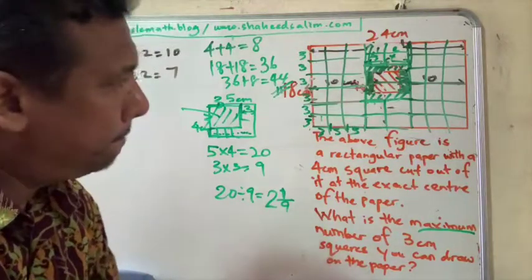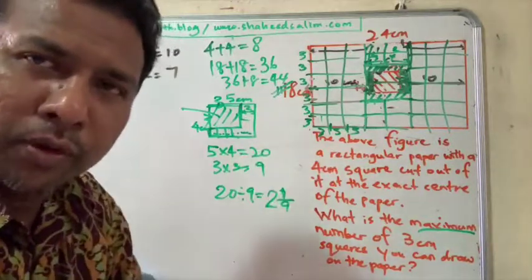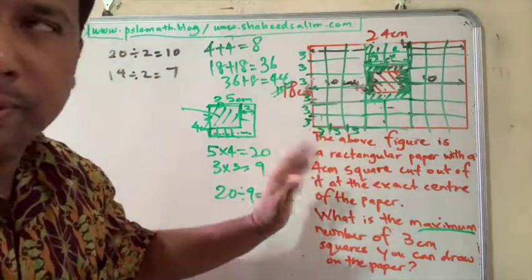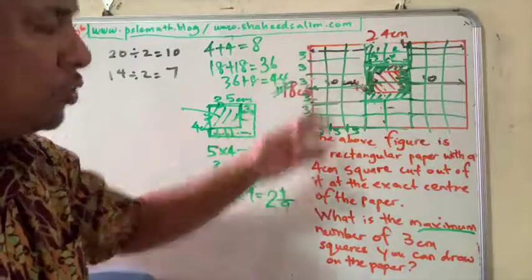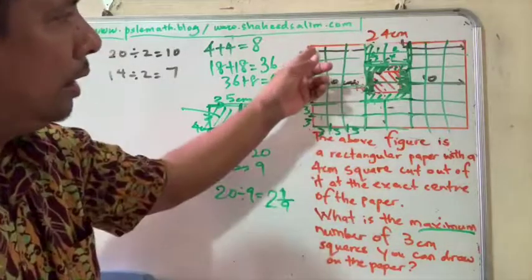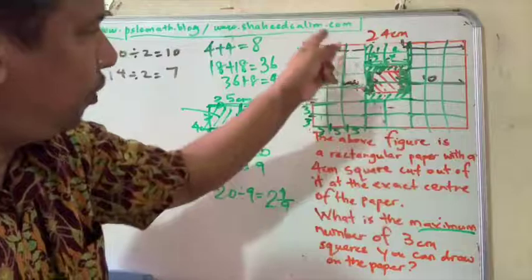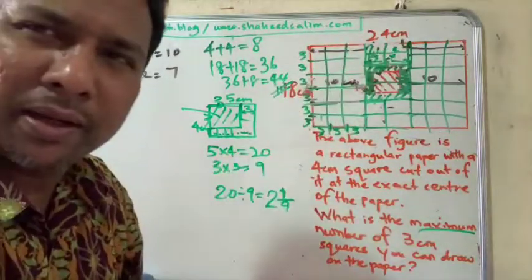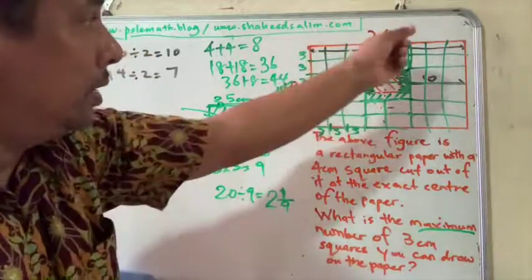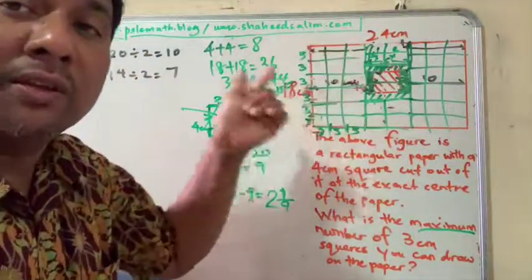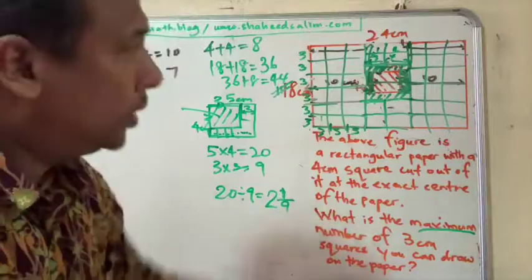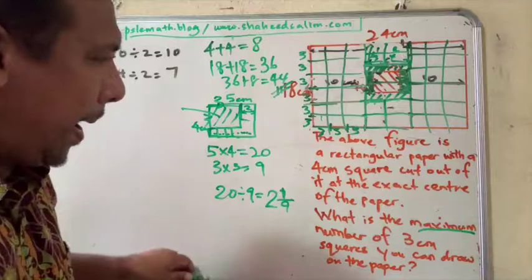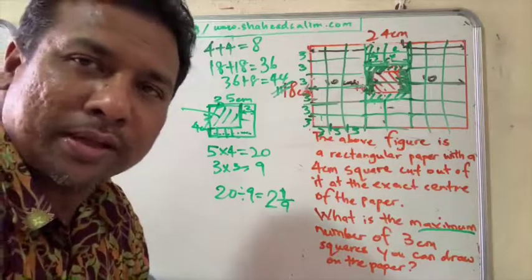Alright, think about it. If you find that you don't understand this question, I want you to take a piece of paper and try to draw a 24 by 18. I think an A4 size paper would make it possible for you to cut out. And then you really draw the 3 cm squares. Find out how many you can draw. What's the maximum number you can draw? Okay, that's the answer for question number 6.